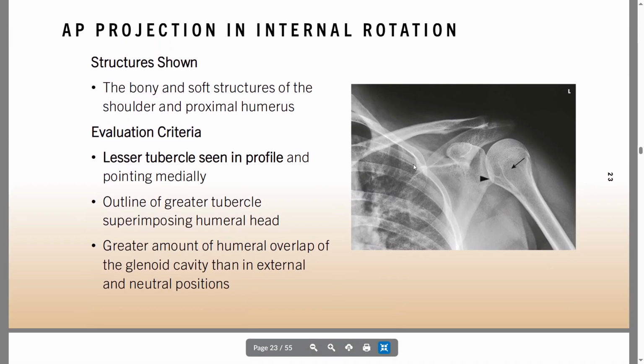For internal rotation, this is where we're going to see most of our lesser tubercle of the humerus. So remember, on the proximal humerus, we have our greater tubercle, our lesser tubercle, and that intertubercular groove that goes in between, also known as the bicipital groove, since that's where the biceps tendon sits. Since we're internally rotating, we're going to be able to see a nice, good contour of that lesser tubercle, since it is the more medial structure. But now we can't see that greater tubercle as well, since we've internally rotated, and now we're kind of seeing it on profile.